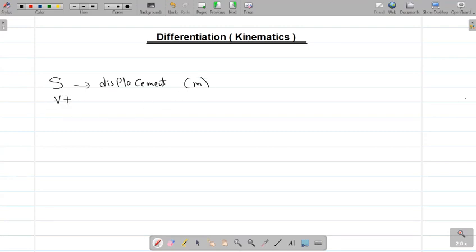Also, we have V. The V here stands for the velocity. The velocity also, it's the speed, but with direction. It's a vector quantity. And it's the rate of change of the displacement. Its unit is meter per second.